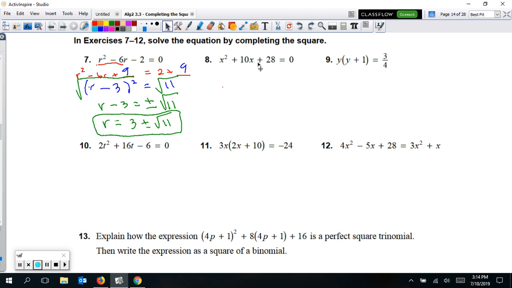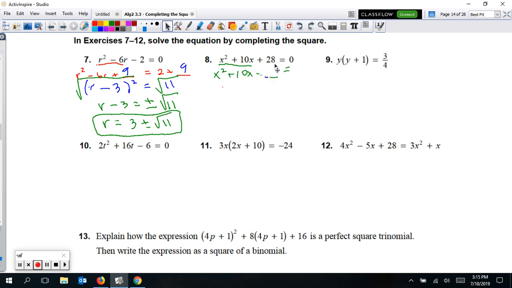All right, moving on to number 8. So again, the first thing we do is get these first two terms by themselves, and we do need to make sure that the x squared also is a 1x squared, which it has been here, or a 1r squared, whatever the variable is. We'll notice some of these don't have that, so we'll have to fix it. So starting with the x squared plus 10x, get that by itself, move this 28 to the other side, which means subtract 28. So that will leave room now.